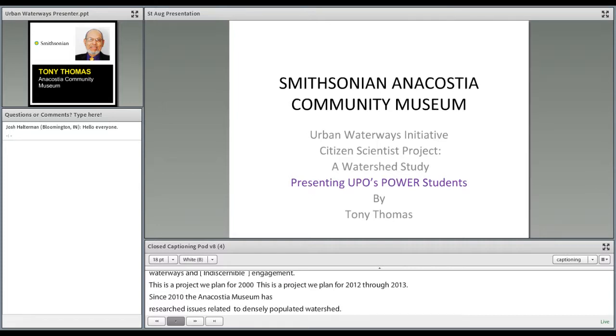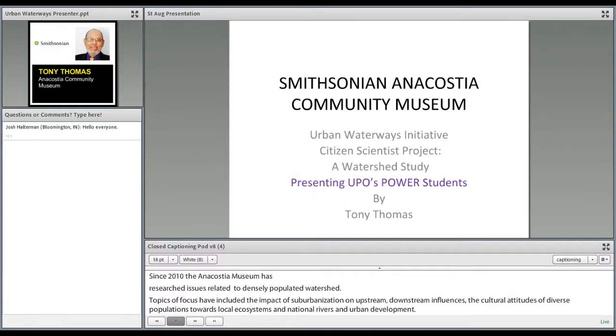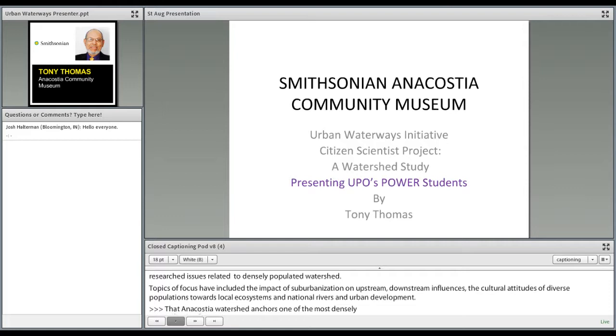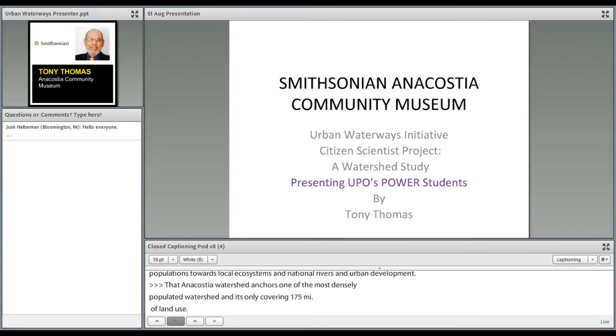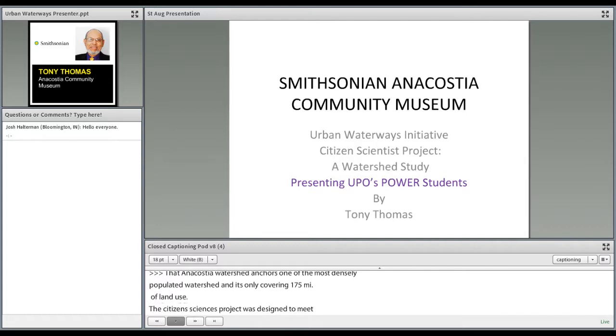The Anacostia Watershed anchors one of the nation's most densely populated watersheds, and it's only covering 175 square miles of land use. The Citizen Scientist Project was designed to meet the needs of the Urban Waterways Initiative, and it was designed to promote grassroots level action in addressing the issues uncovered through the museum's ongoing research and documentation activities.